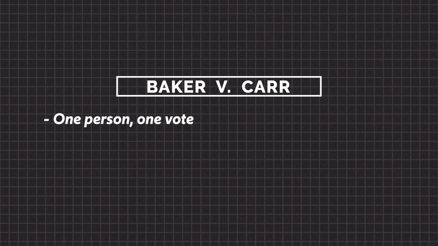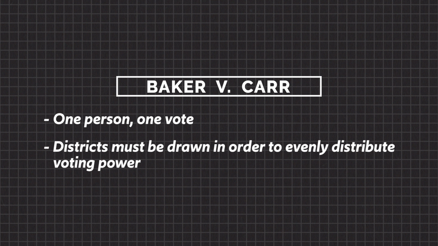Or to say it another way, a minority of voters had a majority of the power precisely because districts had not been redrawn. So in this case, the Supreme Court ruled that such a situation violated the Equal Protection Clause of the 14th Amendment, and out of this decision we got the one person, one vote principle. In other words, districts must be drawn in order to evenly distribute voting power.